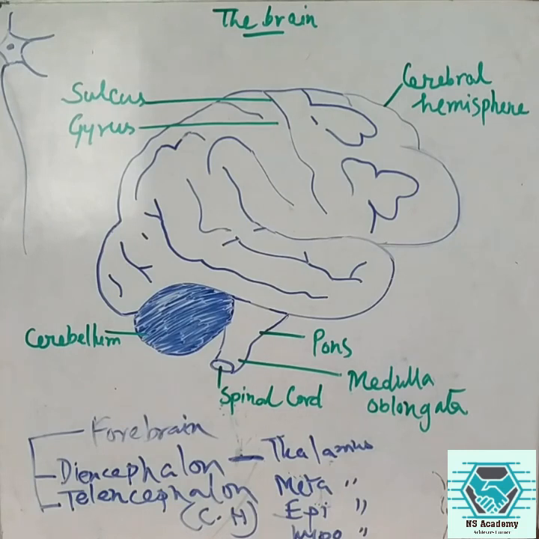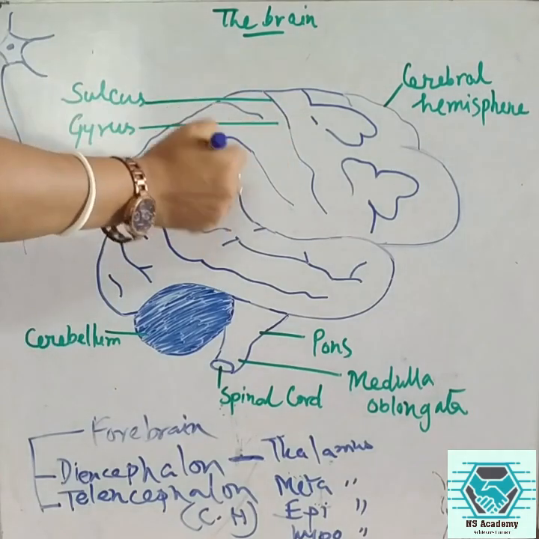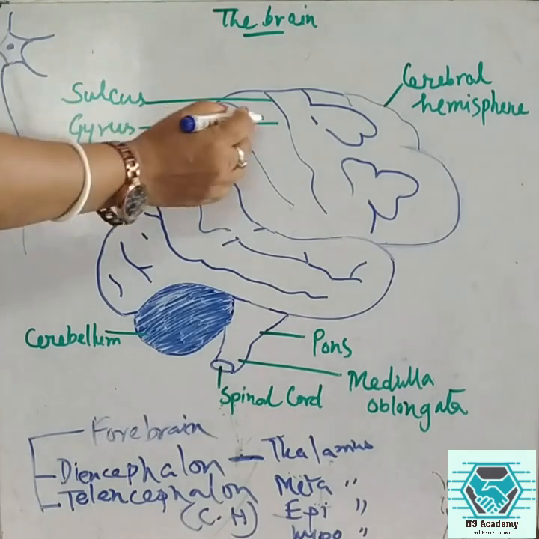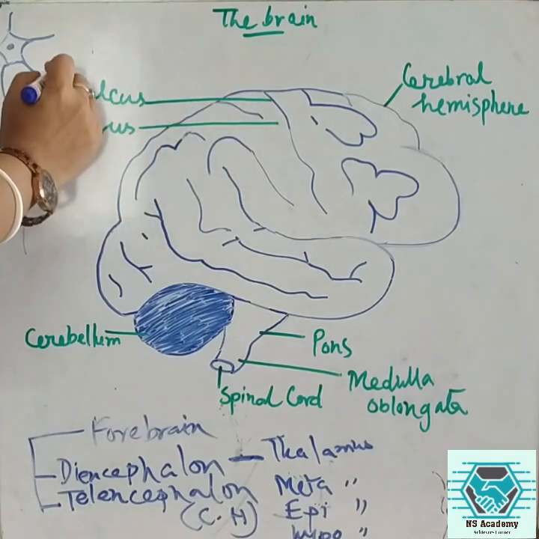The cerebral cortex is a highly convoluted structure. So you can see here in the diagram the ridges, and it consists of many elevations separated by depressions. So elevations are there and depressions are there. Elevations are known as gyrus and the depressions are known as sulcus.